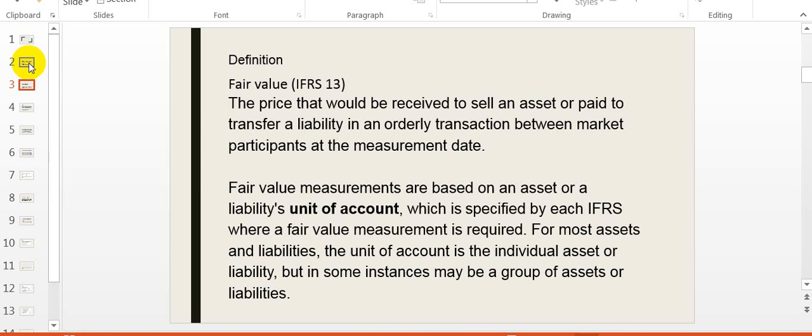The fair value measurement is based on an asset or a liability's unit of account, simply meaning individual assets or liabilities. So fair value measurement is related to the unit. It is based on an asset or a liability's unit of account. And for most assets and liabilities, the unit of account is the individual asset or liability, although in some instances there may be a group of assets or liabilities.